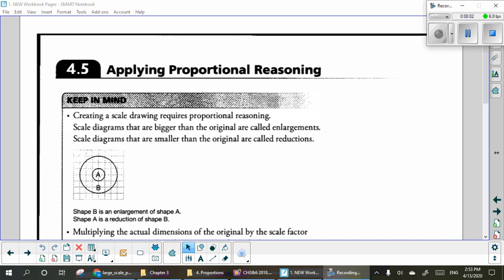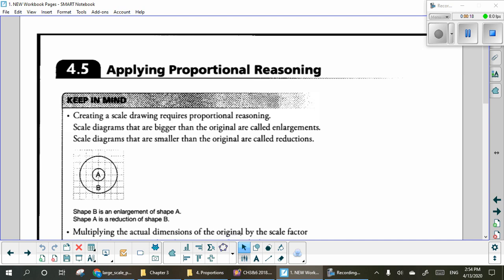Hello students, we are doing our last section of chapter 4. We are looking at applying proportional reasoning in a different way. Specifically, we are looking at application in terms of scale.